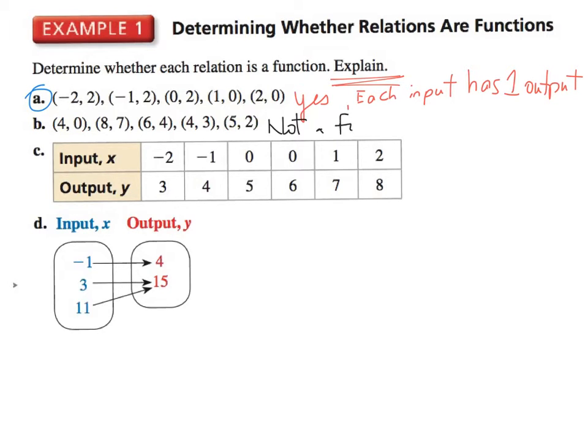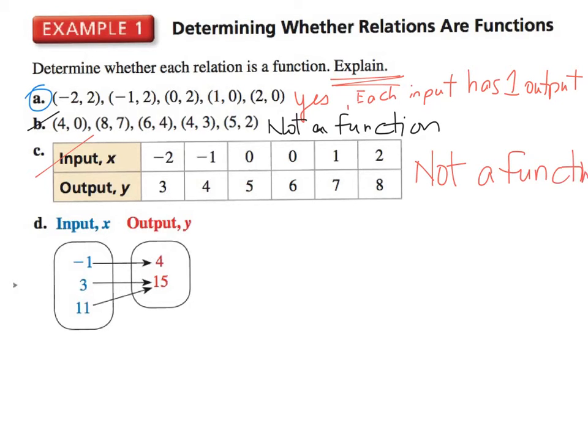Not a function. And the reason would be, you would have to write this out: 4 has 2 outputs. So write that down in your notes. 4 has 2 outputs. Now look at the next one. Right off the bat, we see that 0 repeats itself. So 0 has 2 outputs. C is not a function.